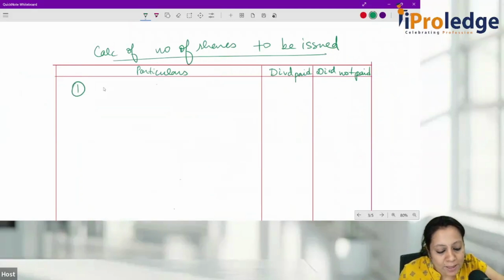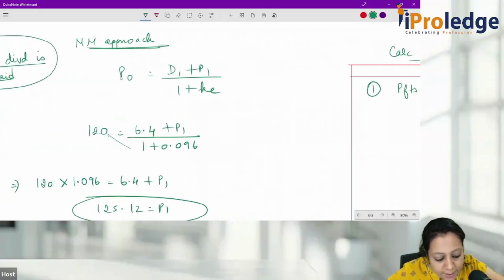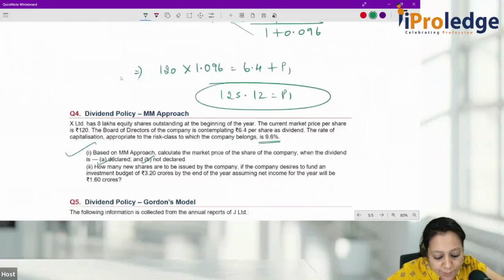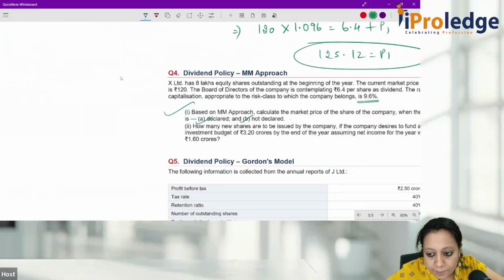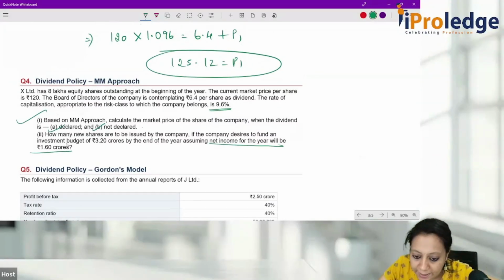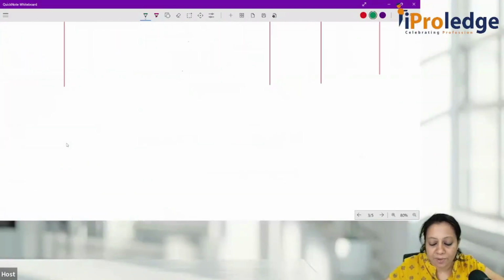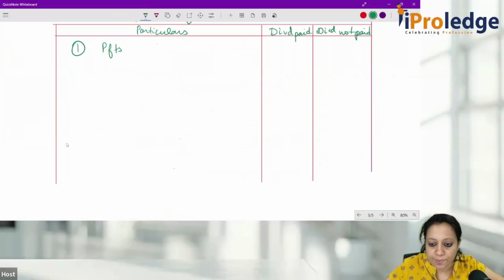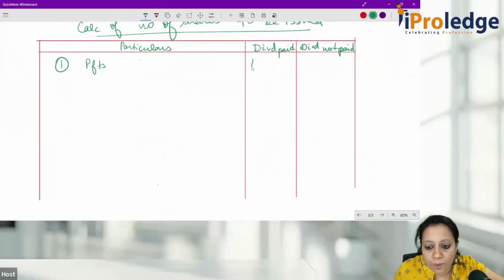That is going to be how much is the net profit that we are having. You all can see in the question. The net income is going to be 1.6 crores. So that means right now I'm having a profit of 1.6 crores, so 1 crore 60 lakhs.